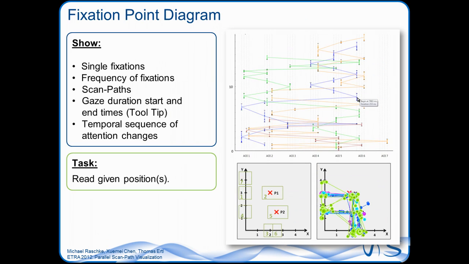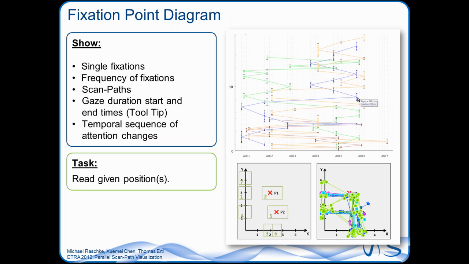Finally, the third technique is called the fixation point diagram. Here on the bottom right, you see again the stimulus. The task was to read a given position in a two-dimensional diagram. We have chosen the areas of interest as follows. We said there could be a movement of the eyes, for example from the point P1 to the vertical and to the horizontal coordinate axis, as shown in the scan path visualization.